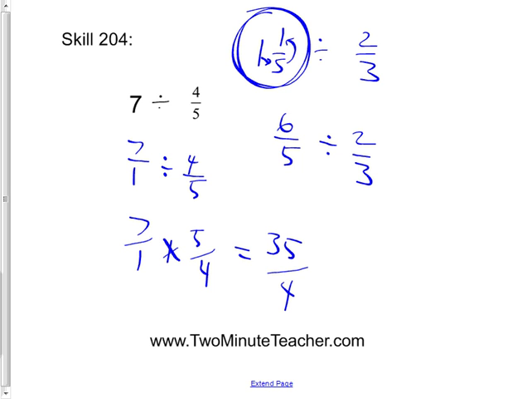Then I don't want to divide. I'd rather do 6/5 times, flip it over, 3 over 2. Final answer on that one would be 18/10, except you can reduce it to 9/5. So there's a couple examples.